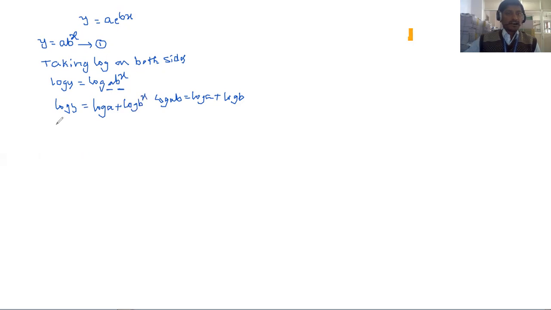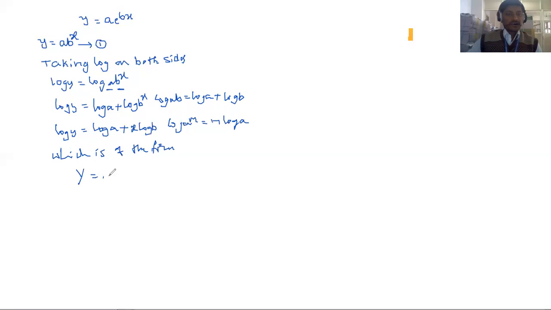And next, log y is equal to log a plus, and this is in the form of log a power m, which is nothing but m log a. So simply we can write x log b. Then if you observe this, log y is equal to log a plus x log b, which is of the form capital Y is equal to capital A plus capital B x.